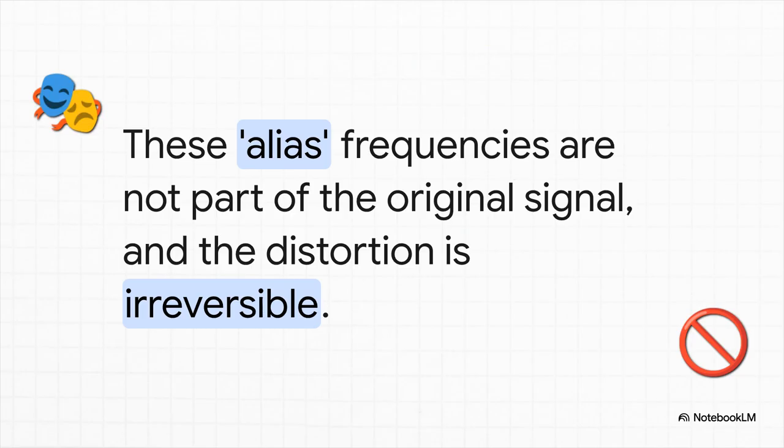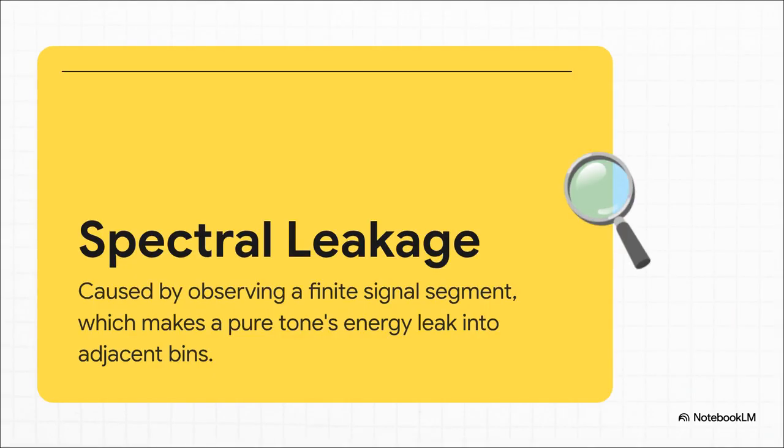And here's the really bad part. Once aliasing happens, it's game over. You can't undo it. Your signal is now fundamentally and permanently corrupted. Now, spectral leakage is a whole different beast. This isn't a problem with how you sample the signal, it's a problem with how you look at it. See, we can only ever analyze a signal for a limited amount of time, right? We have to look at a small window.